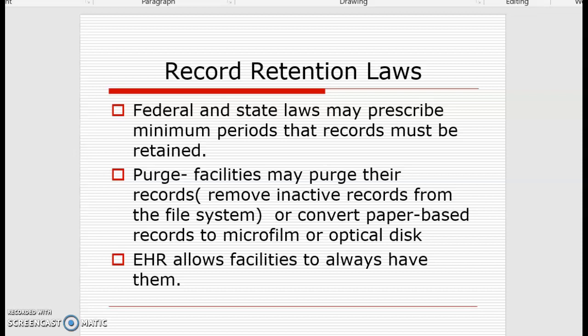And again, a lot of times you're going to look at storage cost. What is going to be the cheapest route to keep these medical records? Is it going to be cheaper to scan them, or is it going to be cheaper just to keep them in an offsite facility?